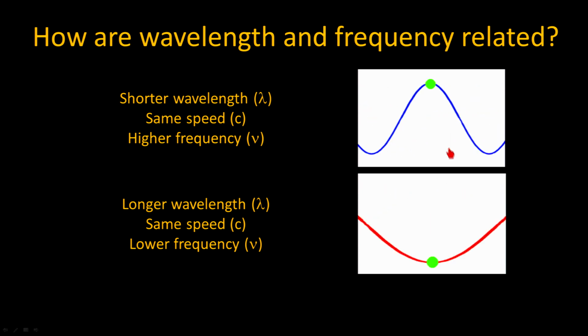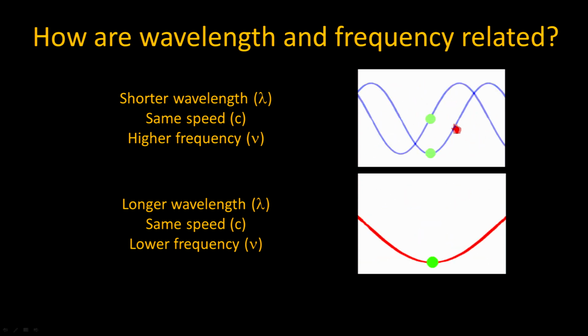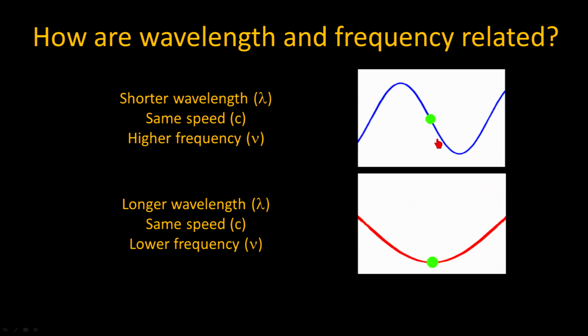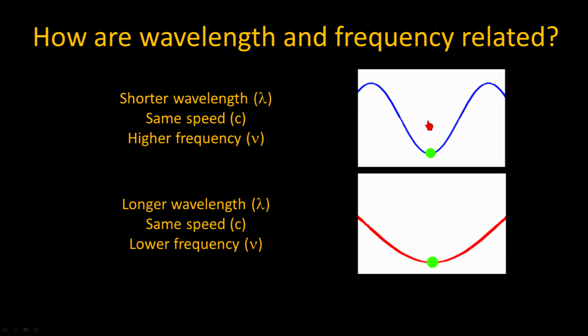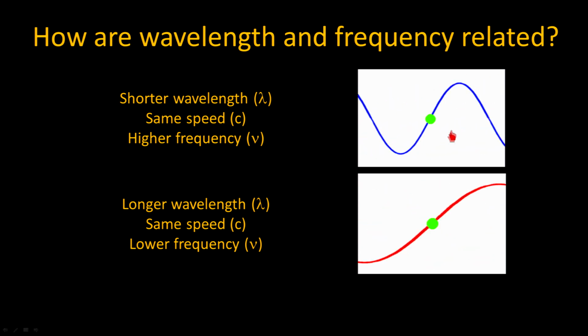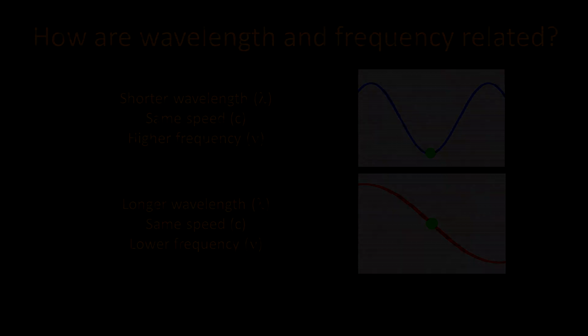So you'll notice that the wavelength and the frequency are inversely related. Inverse means when one gets big, the other gets small. So in this case, if we make the wavelength larger, it makes the frequency smaller, and when we make the wavelength smaller, it makes the frequency larger. So how do we show this in a quantitative fashion? Let me show you how this works.